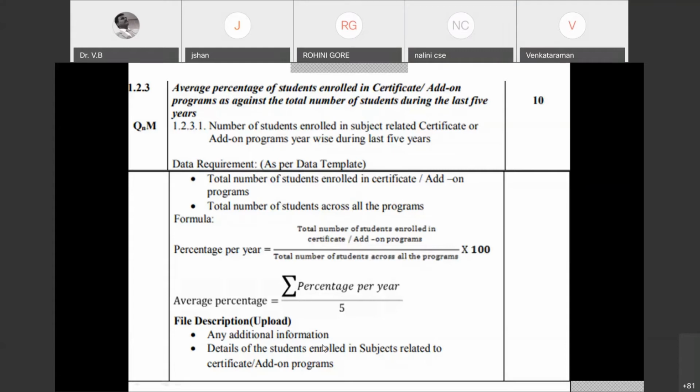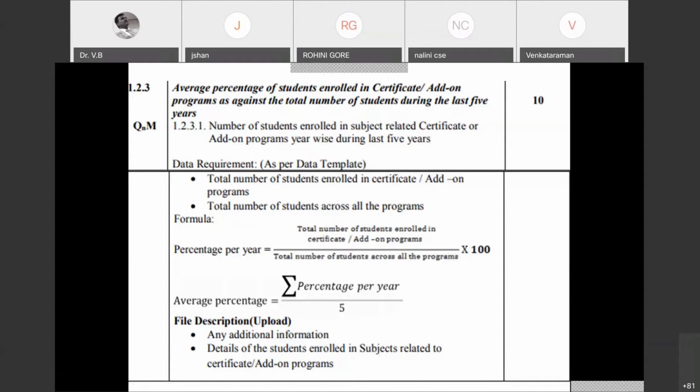And the file that is to be uploaded is details of the students enrolled in subjects. So here you have to give the data of the students, specifically the register number of the student and the name of the student who has undergone this program. So here you will be uploading it in the data template which NAAC has provided.